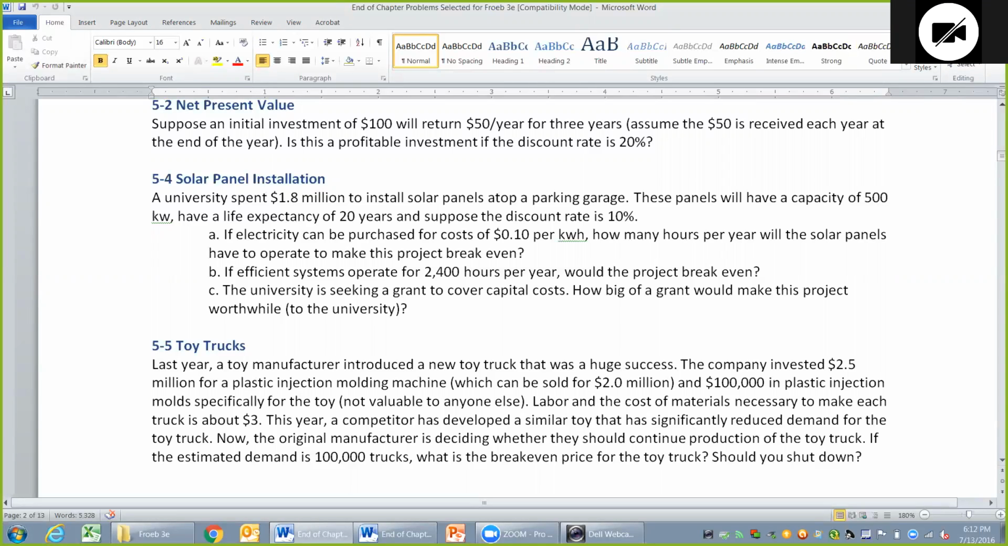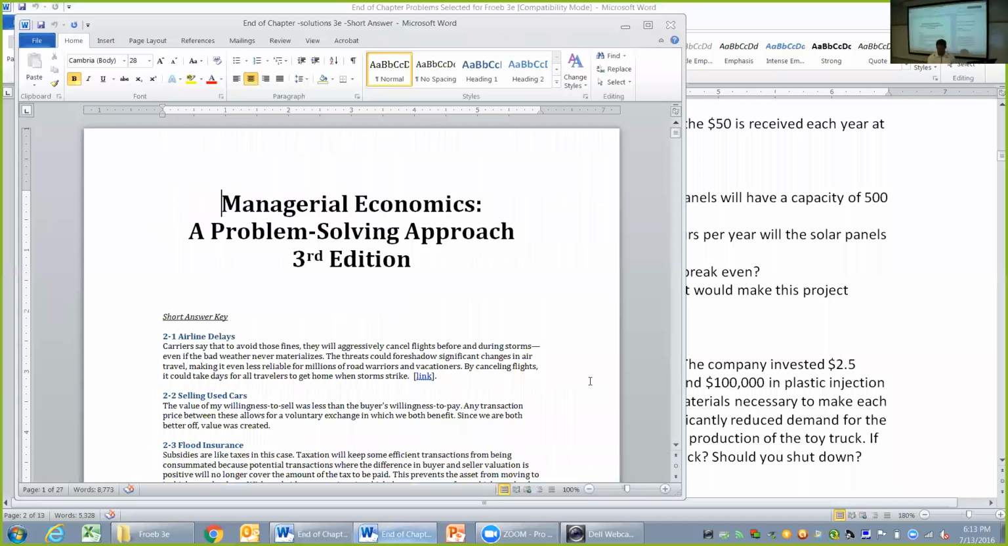All right, so 5-4. A university spent $1.8 million to install solar panels atop a parking garage. These panels would have the capacity of 500 kilowatts, have a life expectancy of 20 years, and suppose the discount rate is 10%. If electricity can be purchased for 10 cents per kilowatt hour, how many hours per year will the solar panels have to operate to make this project break even?